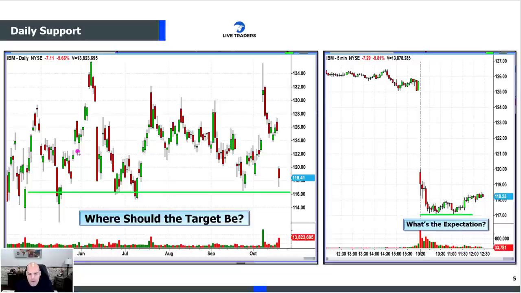But here's the rub. That doesn't mean you can't trade this chart. You can trade this chart, but you have to firmly understand where the parameters are, where the support and resistance lines are on the chart.